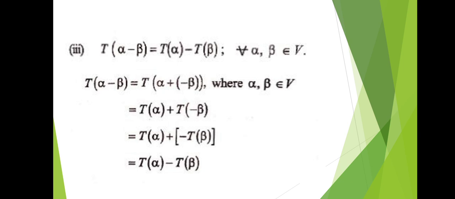So here we write T(α − β), which we also write as T(α + (−β)), where α and β belong to V. By separating this, we get T(α) + T(−β). We write this as T(α) + (−T(β)), which is from the second property which we derived earlier. Now we get T(α) − T(β).